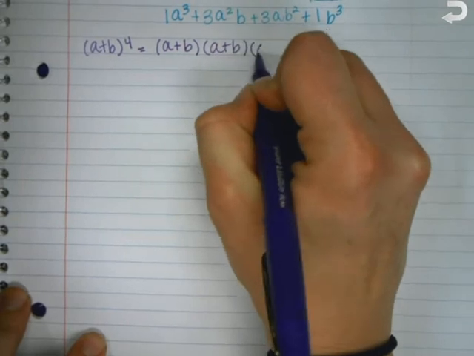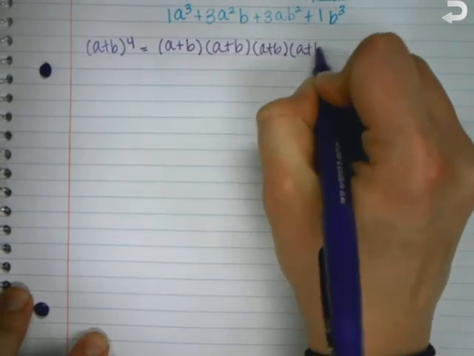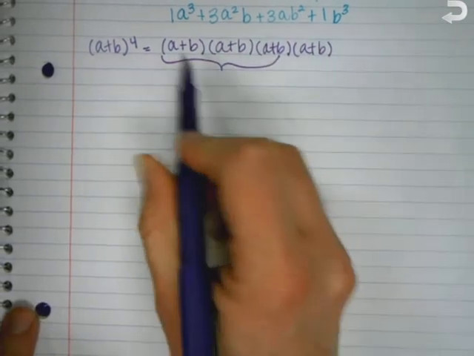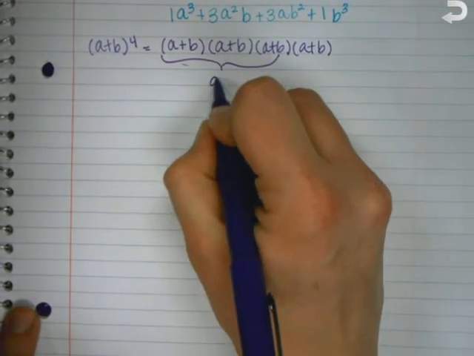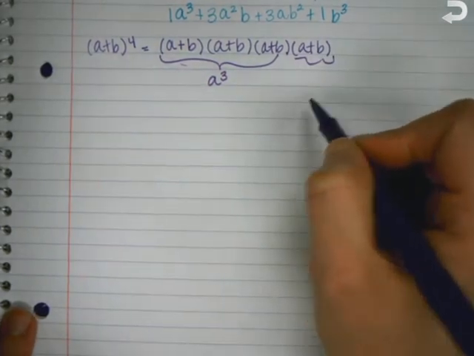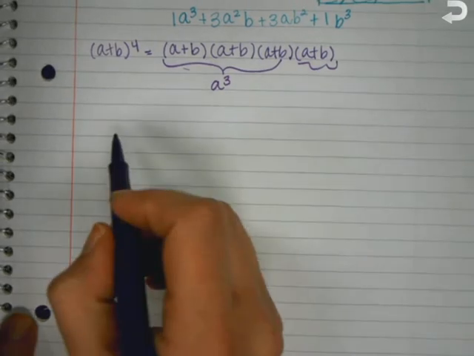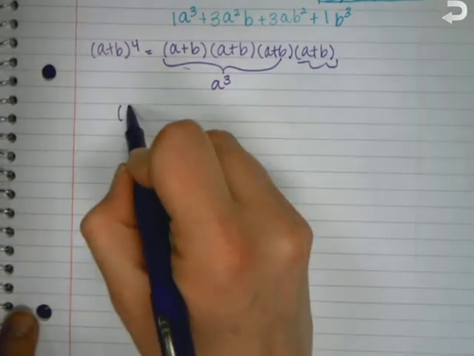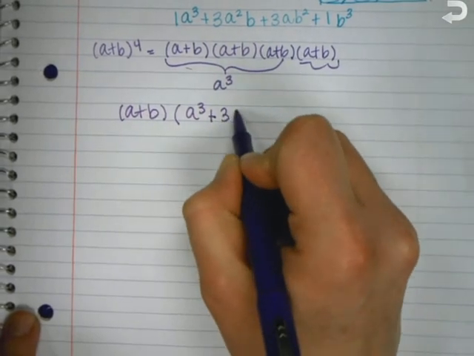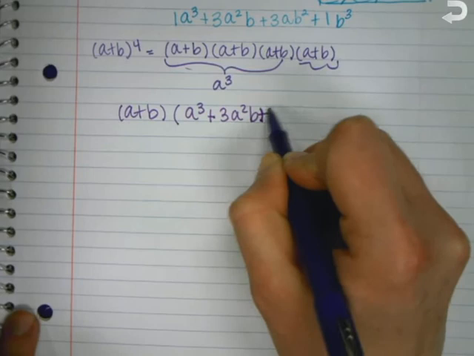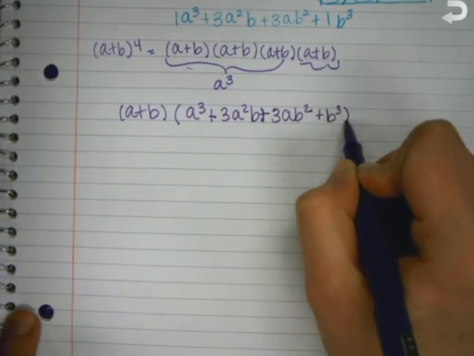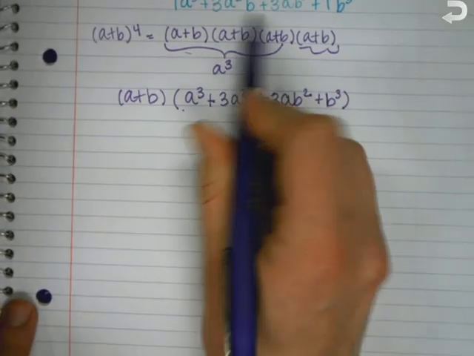You could do number 2 twice. We could also do number 3, right? This is a plus b to the third times a plus b, right? Yeah? Okay, so that's what I'm going to do. I'm going to do FOIL this time. A to the third plus 3a squared b plus 3ab squared plus b to the third. Okay, so this is the third one, right? And to get it to the fourth, we're multiplying times a plus b once more.